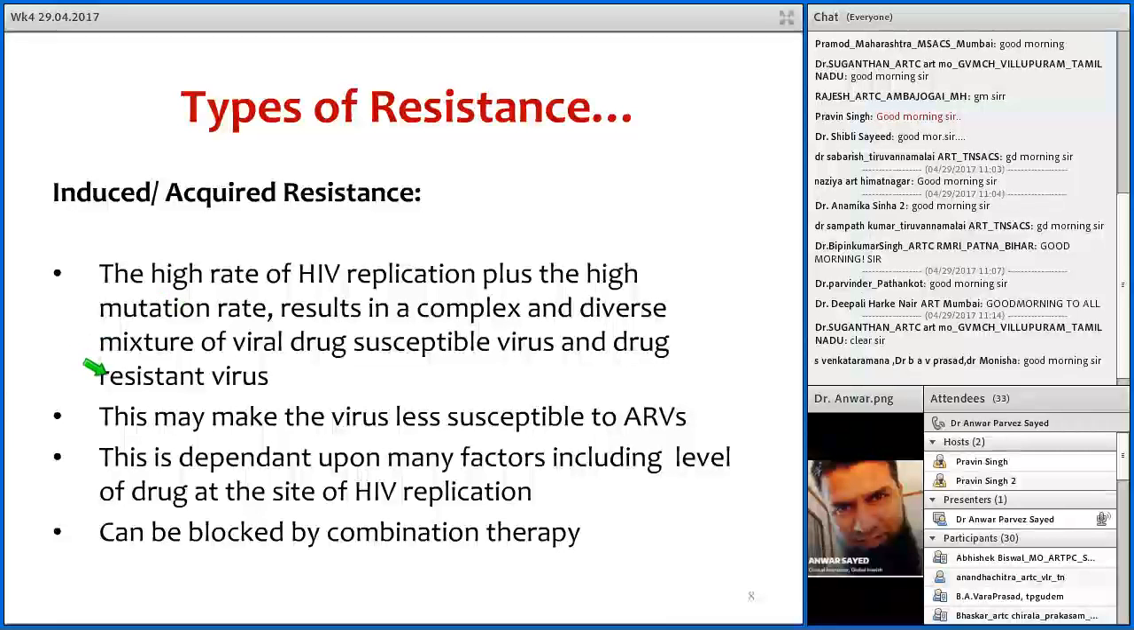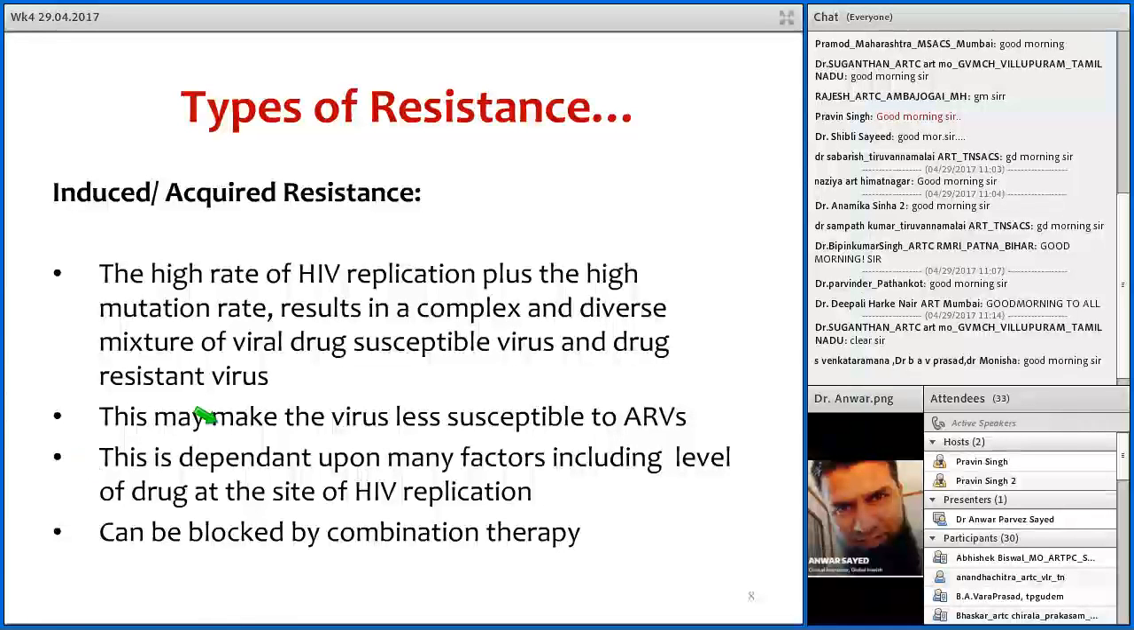So there can basically be two types: transmitted resistance and acquired resistance. As the name suggests, acquired resistance means resistance develops in a person's body. This may make the virus less susceptible to ARVs, antiretrovirals, and this depends upon many factors. This is what we most commonly see in our ART center, acquired resistance, we can say. We can assume that there is no data to back this up.